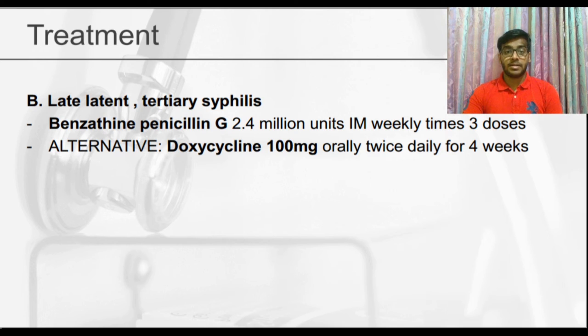For late latent and tertiary syphilis, 3 doses of benzathine penicillin G 2.4 million units are given intramuscularly, and for penicillin allergic women, alternative drugs such as doxycycline 100 mg are given twice a day for 4 weeks.